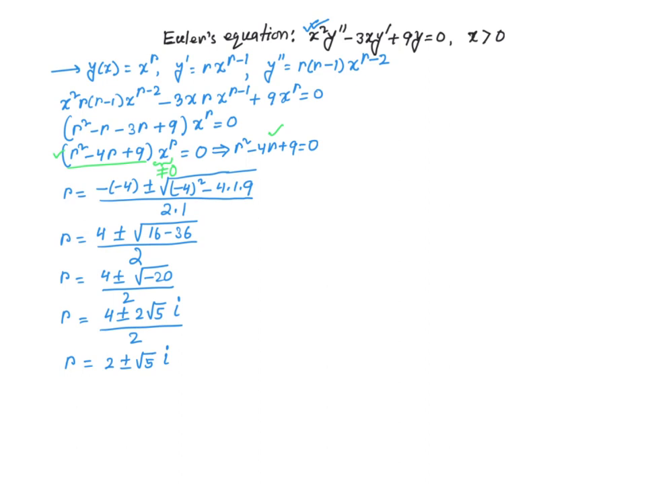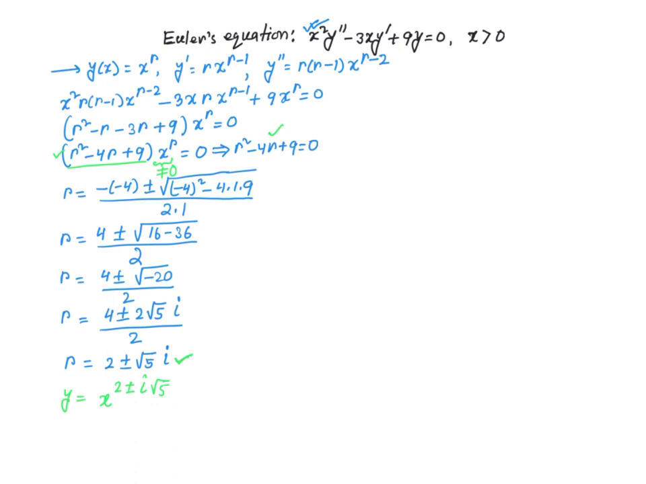If I do that, finally I get the complex conjugates. r is equal to 2 plus or minus square root of 5 times i. So my solutions are going to be of this format. So y is going to be x to the power 2 plus or minus i times square root of 5. Remember, i is outside the square root. So this is what it's going to be.